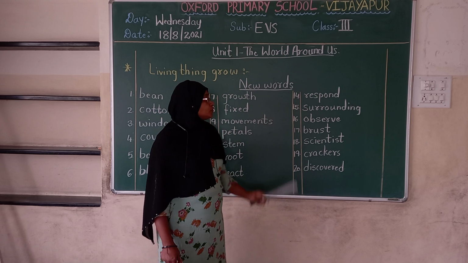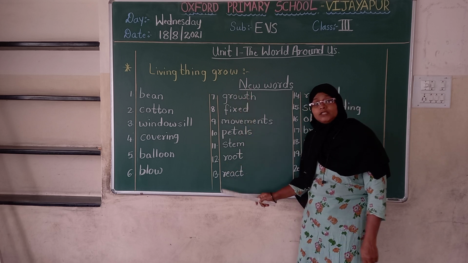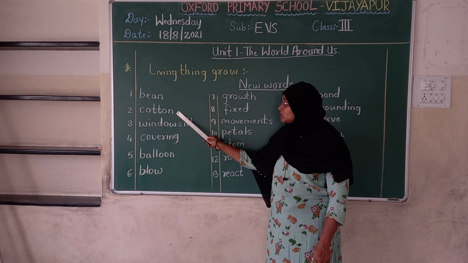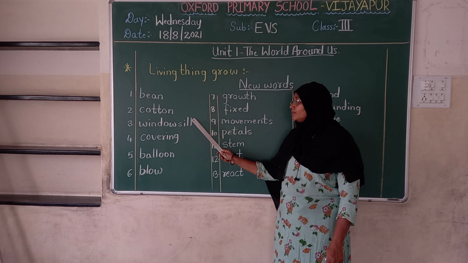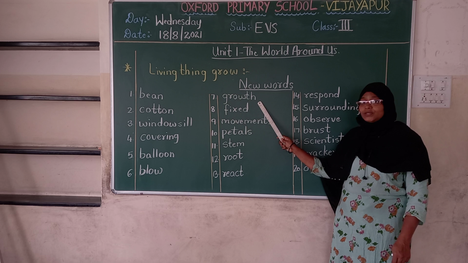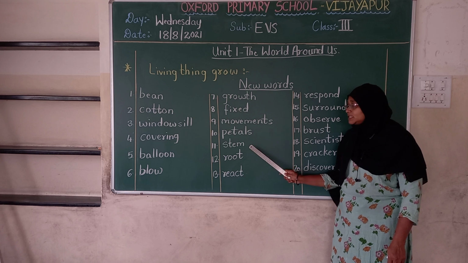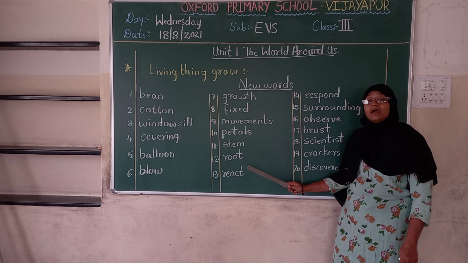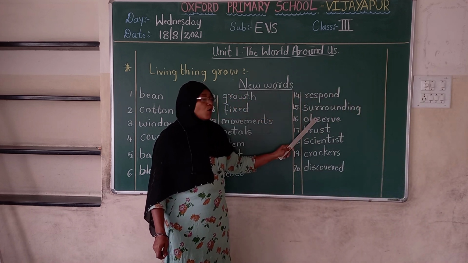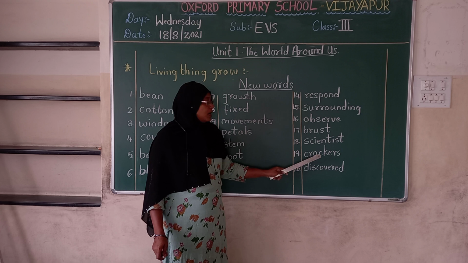D-I-S-C-O-V-E-R-E-D. Discovered. So children, these are your 20 words. Once again, now we have read with spelling. Once again, we will learn to pronounce them. First one, say bean, cotton, windowsill, covering, balloon, blow, growth, fixed, movements, petals, stem, root, react. Next one, respond, surrounding, observe, brushed, scientist, crackers, discover.